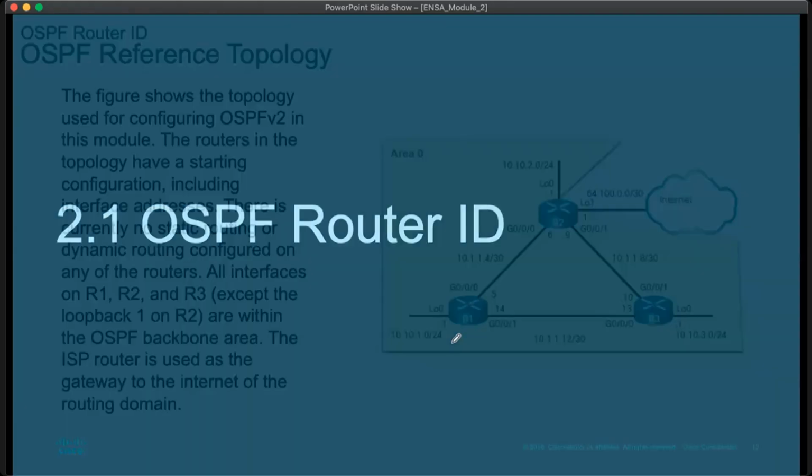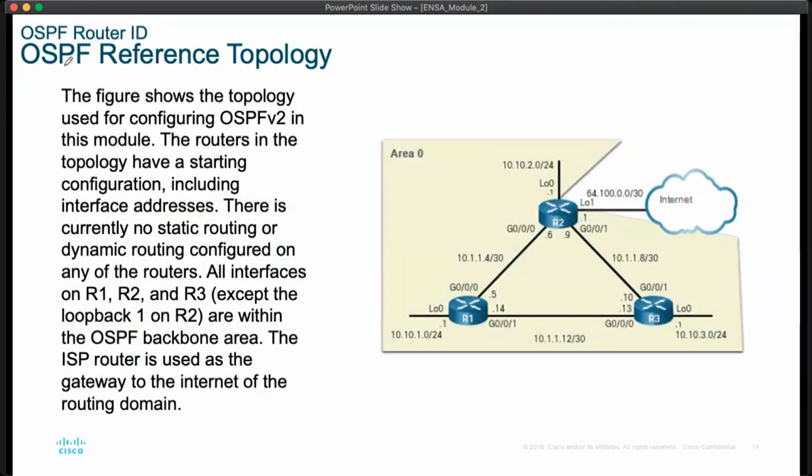OSPF router ID. So, OSPF reference topology. The figure shows the topology used for configuring OSPF version 2 in this module. The routers in the topology have a starting configuration, including interface addresses, and there is currently no static routing or dynamic routing configured on any routers.